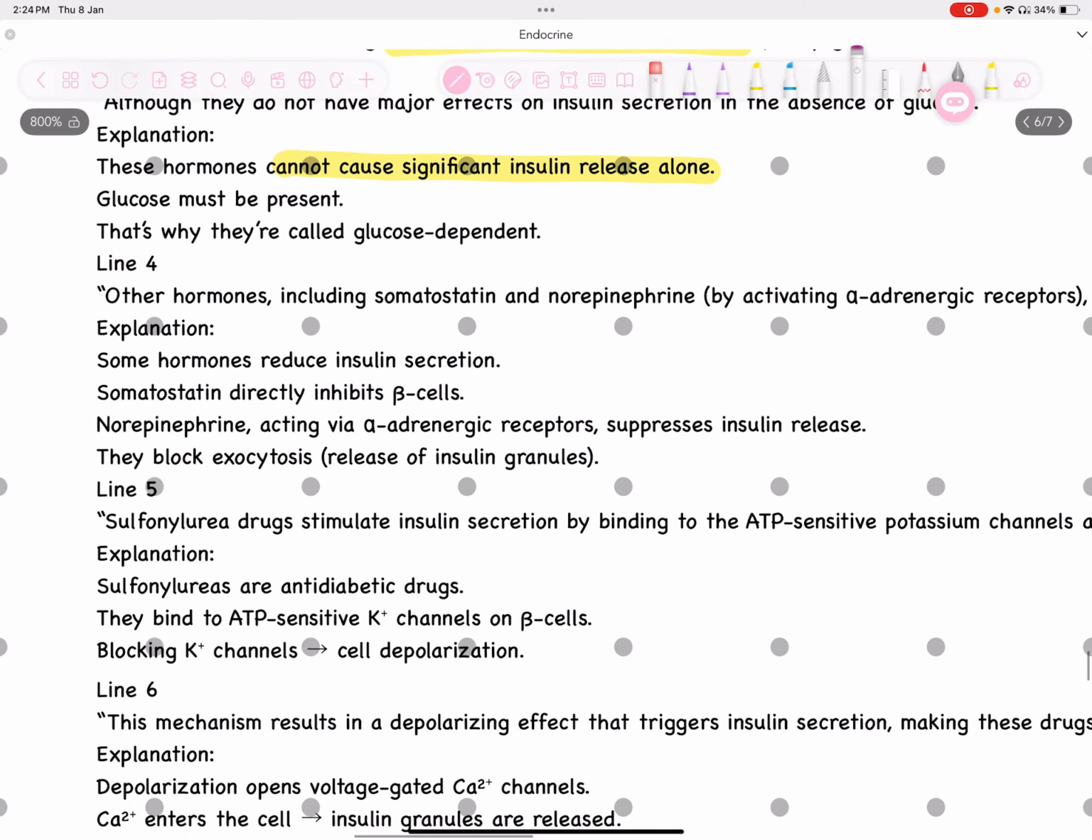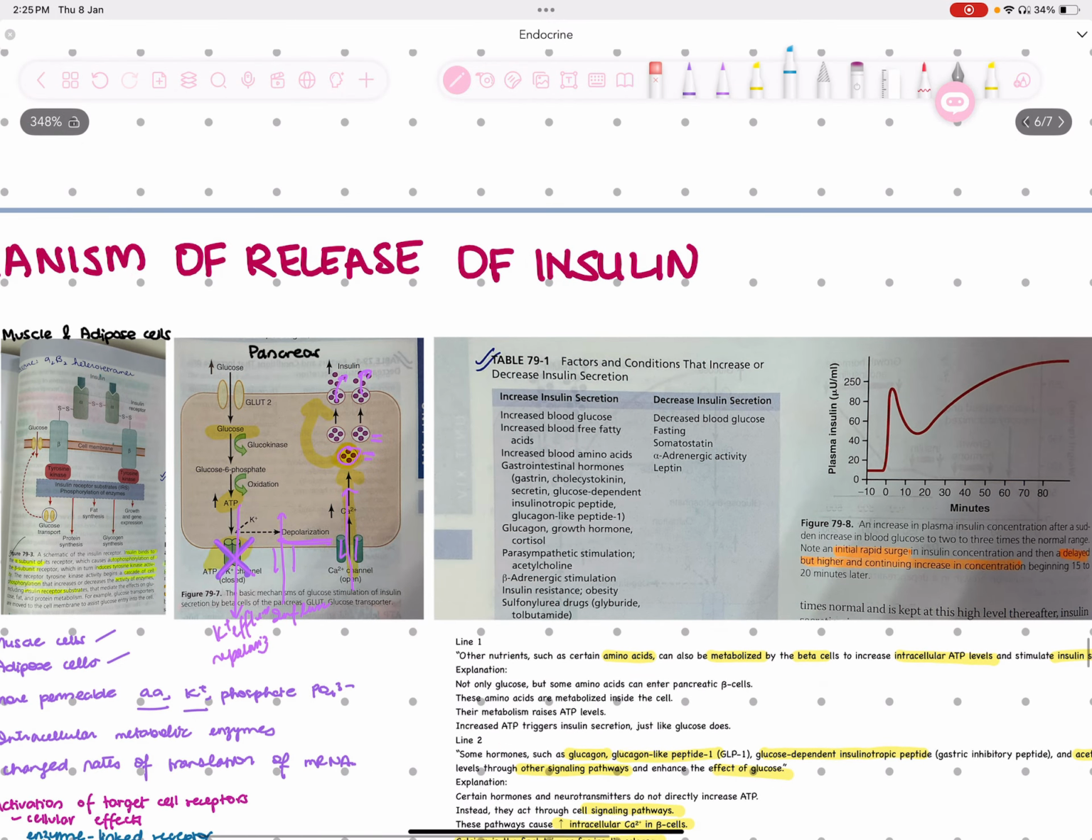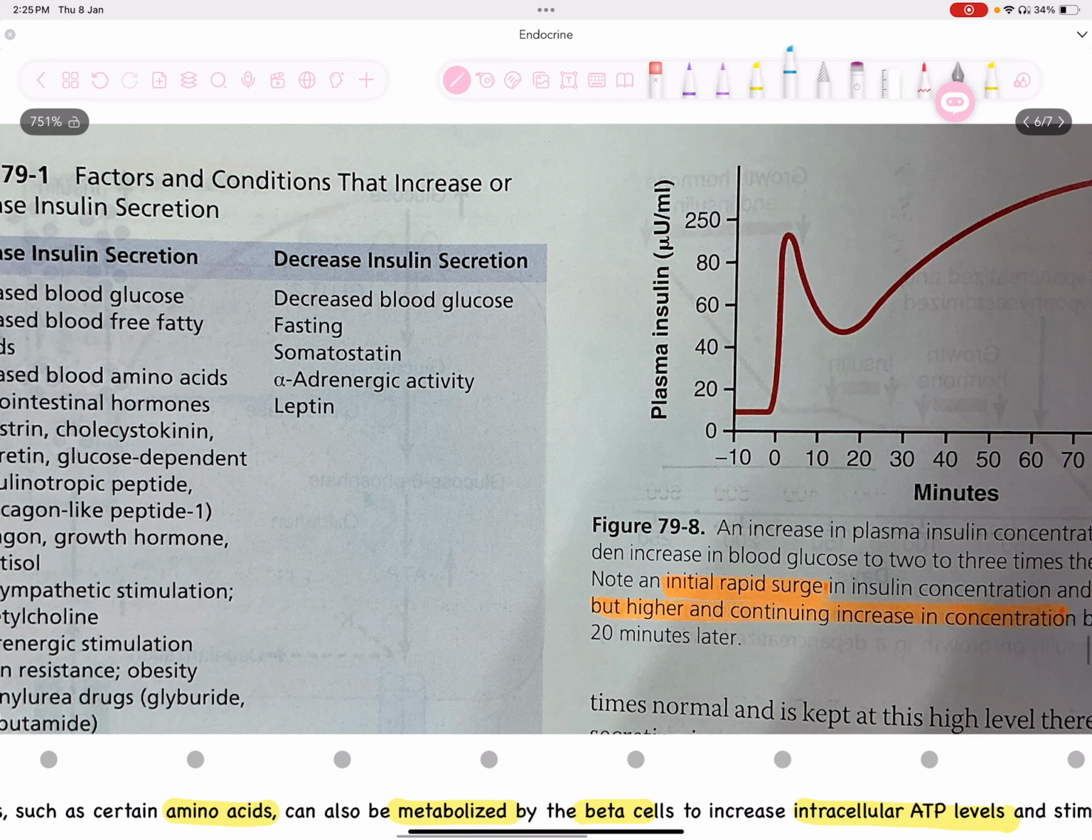Other hormones including somatostatin, so this should be highlighted in blue, and norepinephrine, they do what? They activate alpha adrenergic receptors. So they inhibit exocytosis of insulin. So this is important for you to know, that somatostatin and norepinephrine. So that's the reason they mentioned here.